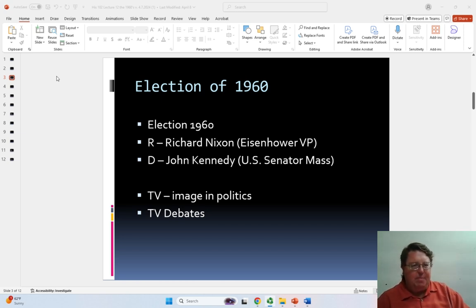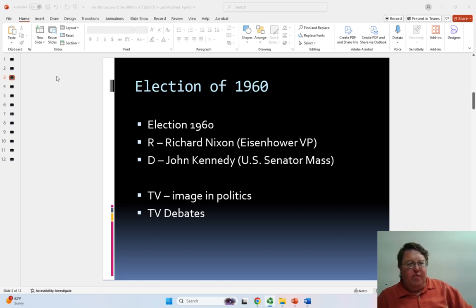Another important aspect of the election of 1960 that historians and political scientists like is this idea of image in politics. The election of 1960 really develops this idea of where the Republican and Democrat campaigns really try to bring TV into the campaign and use it effectively.